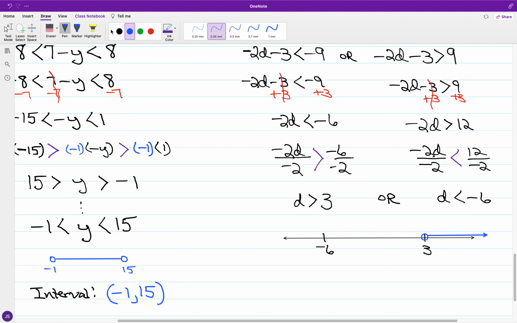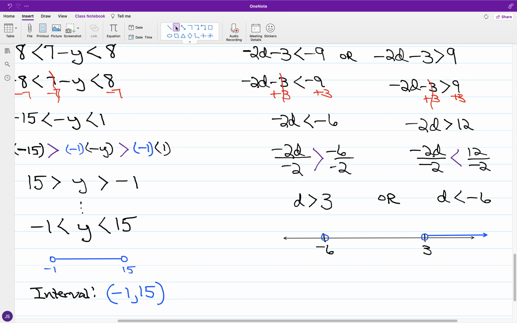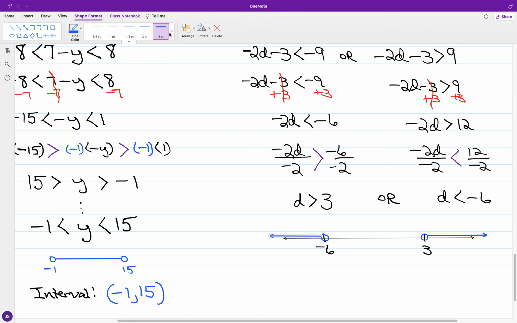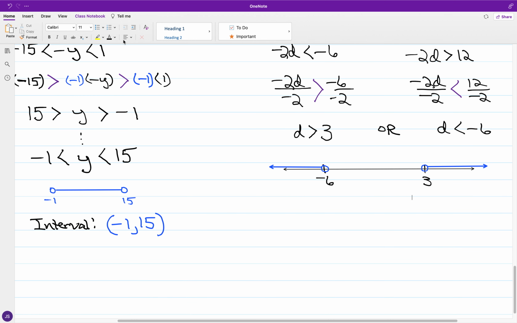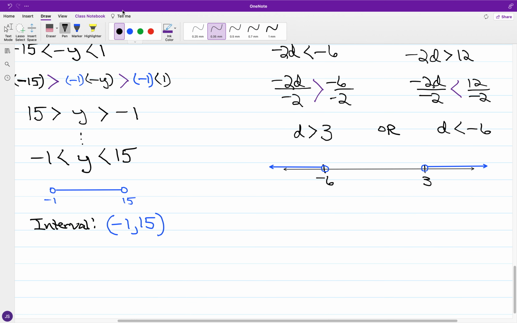For d is less than negative 6, there's no equal sign, so negative 6 is not included. And for d less than negative 6, we have a ray that's going to go continuously to the left. So these sets are apart from each other, and now writing out what we have for the interval solutions.